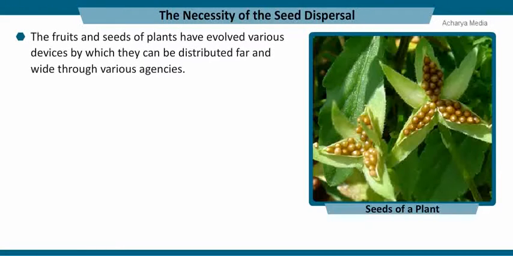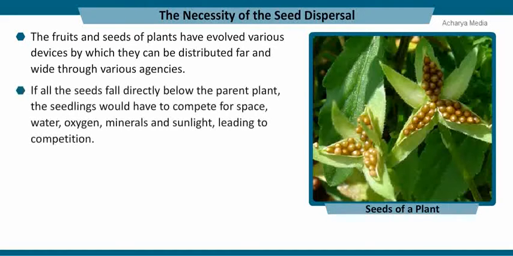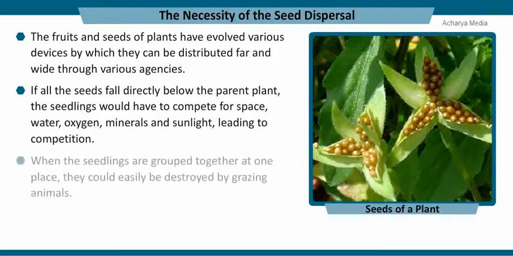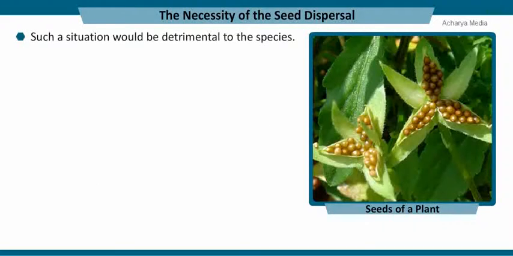The fruits and seeds of plants have evolved various devices by which they can be distributed far and wide through various agencies. If all the seeds fall directly below the parent plant, the seedlings would have to compete for space, water, oxygen, minerals, and sunlight. When the seedlings are grouped together at one place, they could easily be destroyed by grazing animals. Such a situation would be detrimental to the species.